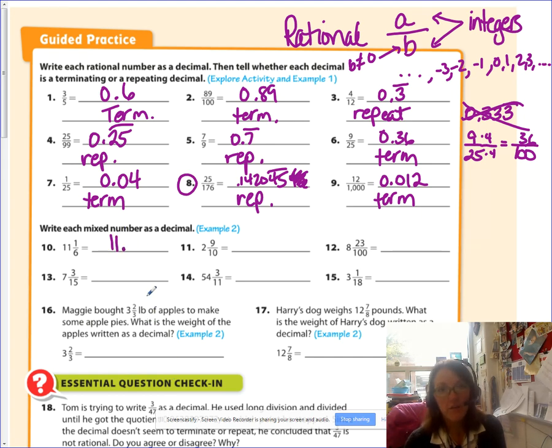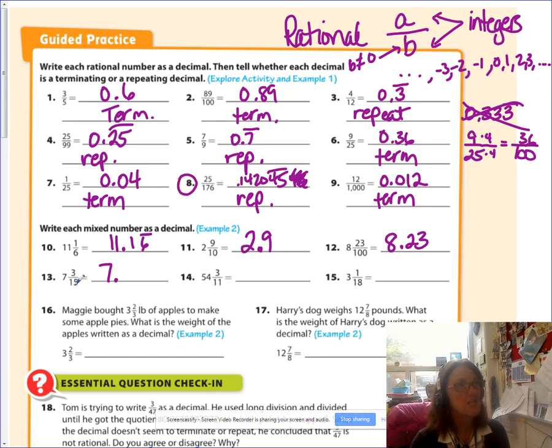All right, number 10. 11. Put that in front and then just deal with the 1/6. And you get 1, and then just the 6 repeats. Watch your notation. 2 and 9/10 stops right there. 8 and 23 hundredths stops right there. 7 and 3/15. You might notice that 3/15 is not in simplest form. That fraction in simplest form is really 1/5, which is the same as 2/10 or 0.2. Don't forget the whole number that's in front of your decimal.